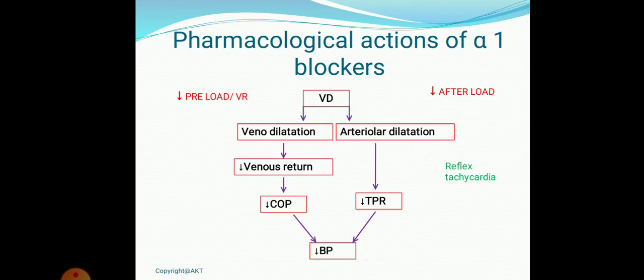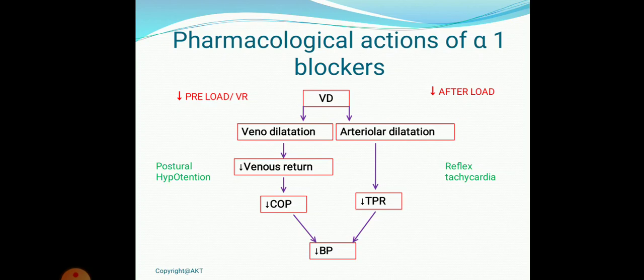Any drug which produces arteriolar dilatation can lead to a side effect known as reflex tachycardia, because the fall in blood pressure due to arteriolar dilatation will be overcome by the body through sympathetic stimulation, which results in an increase in heart rate, that is reflex tachycardia. On the other side, venodilatation will result in peripheral pooling of blood and will reduce the venous return to the heart.